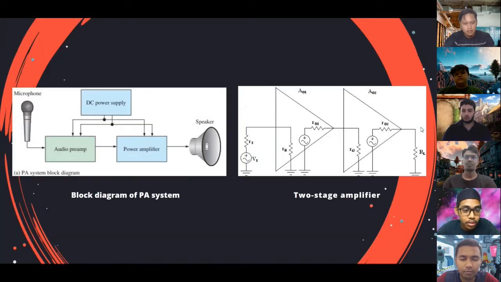The next one is a block diagram of PA system. From microphone, it goes to the audio preamplifier, then goes to power amplifier through DC power supply, and lastly goes to the speaker to produce the sound. And the next one is a block diagram of two stage amplifier, where A01 and A02 represent each stage of the circuit voltage gain.